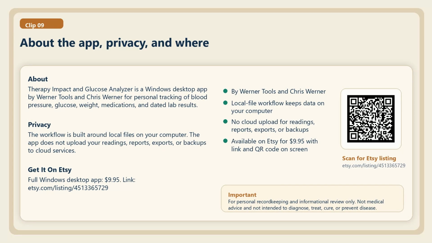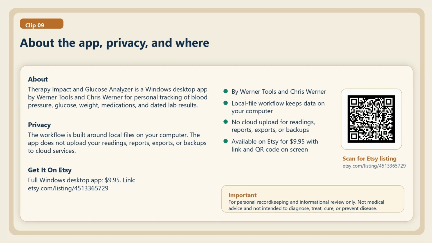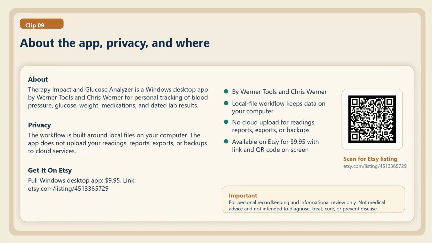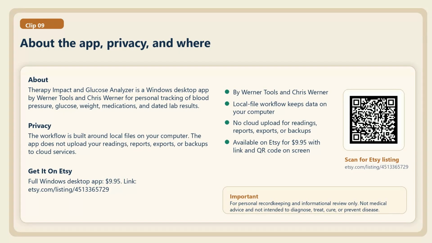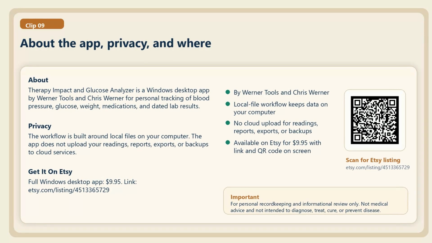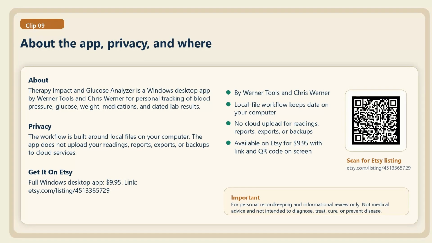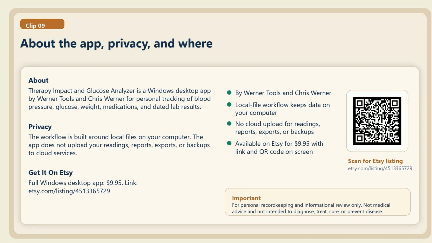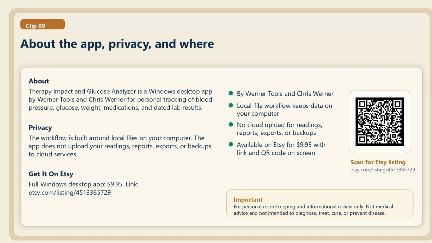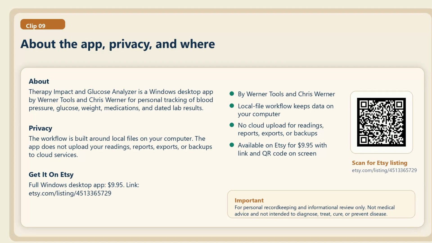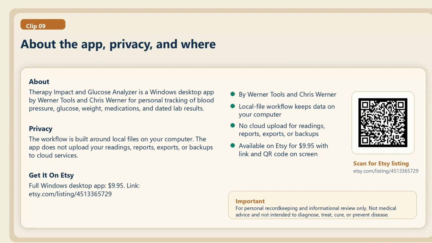About the app, privacy, and where to get it. Therapy Impact and Glucose Analyzer is by Werner Tools and Chris Werner. It is a Windows desktop application for personal tracking of blood pressure, glucose, weight, medications, and dated lab results. Privacy is straightforward because the workflow is built around local files on your computer, and the app does not upload your readings, reports, exports, or backups to cloud services.